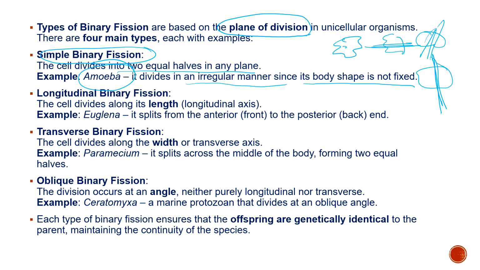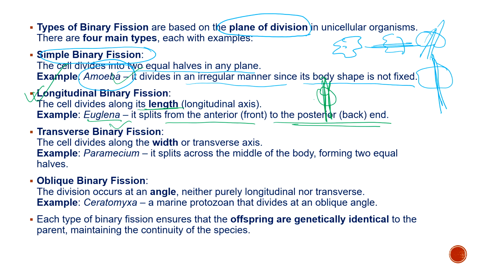Now we come to the second one, which is called longitudinal binary fission. It is along its length. So it will always divide along its length. This is the longitudinal axis, longitudinal division. In Euglena, it splits from the anterior to the posterior in this longitudinal way. We will see the images in the next slide as well, but please do remember this example. So simple binary fission is seen in amoeba. Longitudinal binary fission is seen in Euglena, which divides along its longitudinal axis.